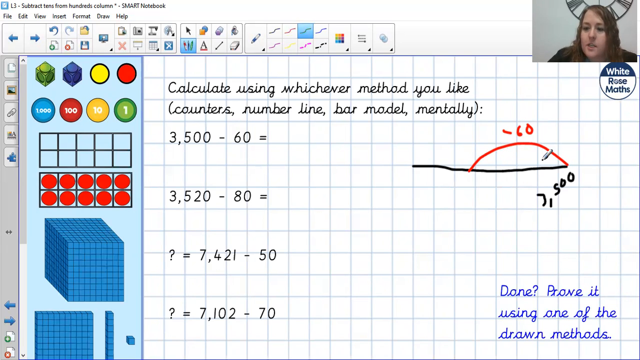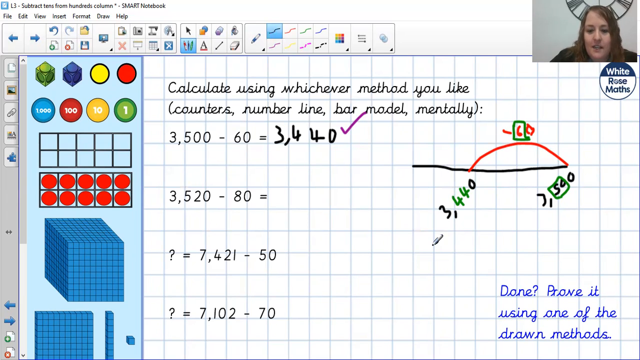Okay, the first thing I'm going to do is underline or box up my 50 here. And I'm going to be taking away not the whole 60, but 6 tens. Just get rid of that bit of the line there. So in your head, mentally, if you can work out 50, 49, 48, 47, 46, 45, 44, it's going to have 44 in the hundreds and the tens column. And then your ones number is the same and your thousands number is the same. So if you have the answer 3,440, please give yourself a tick.